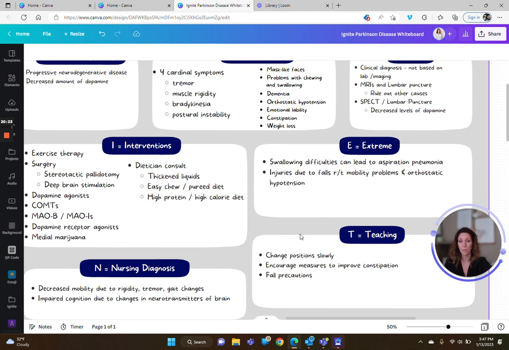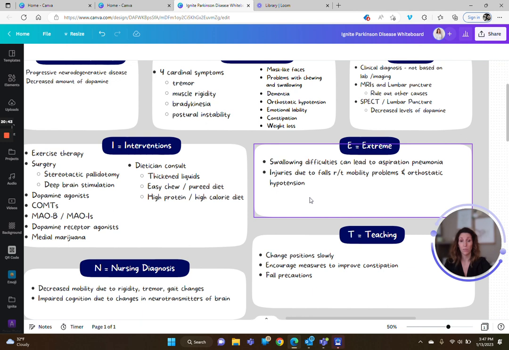One thing I didn't mention up here that I probably should have mentioned is depression is extremely common in these patients. So it was saying that the medical marijuana helps with depression. It's a very common problem among patients with Parkinson's disease is depression.